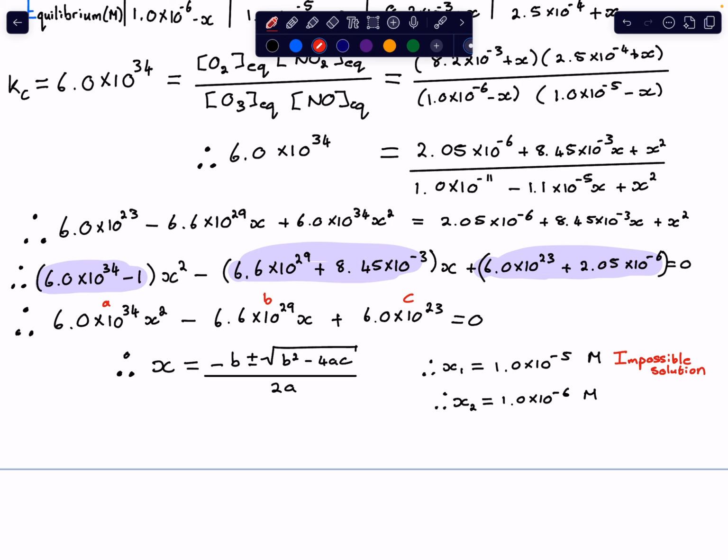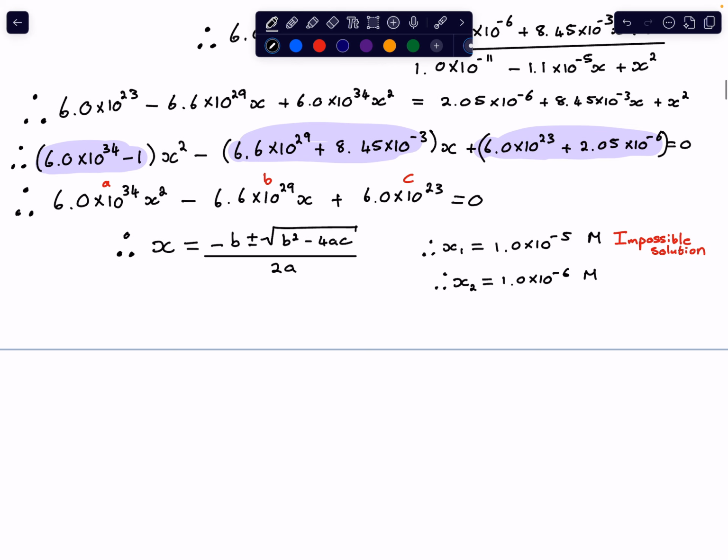Alright, so that means our equilibrium concentrations are as follows. The equilibrium concentration for ozone is equal to 1.0 times 10 to the power negative 6 minus x. X is 1.0 times 10 to the negative 6. So that means ozone rounded equals 0 molar. That's why ozone doesn't exist, or isn't available in the atmosphere.